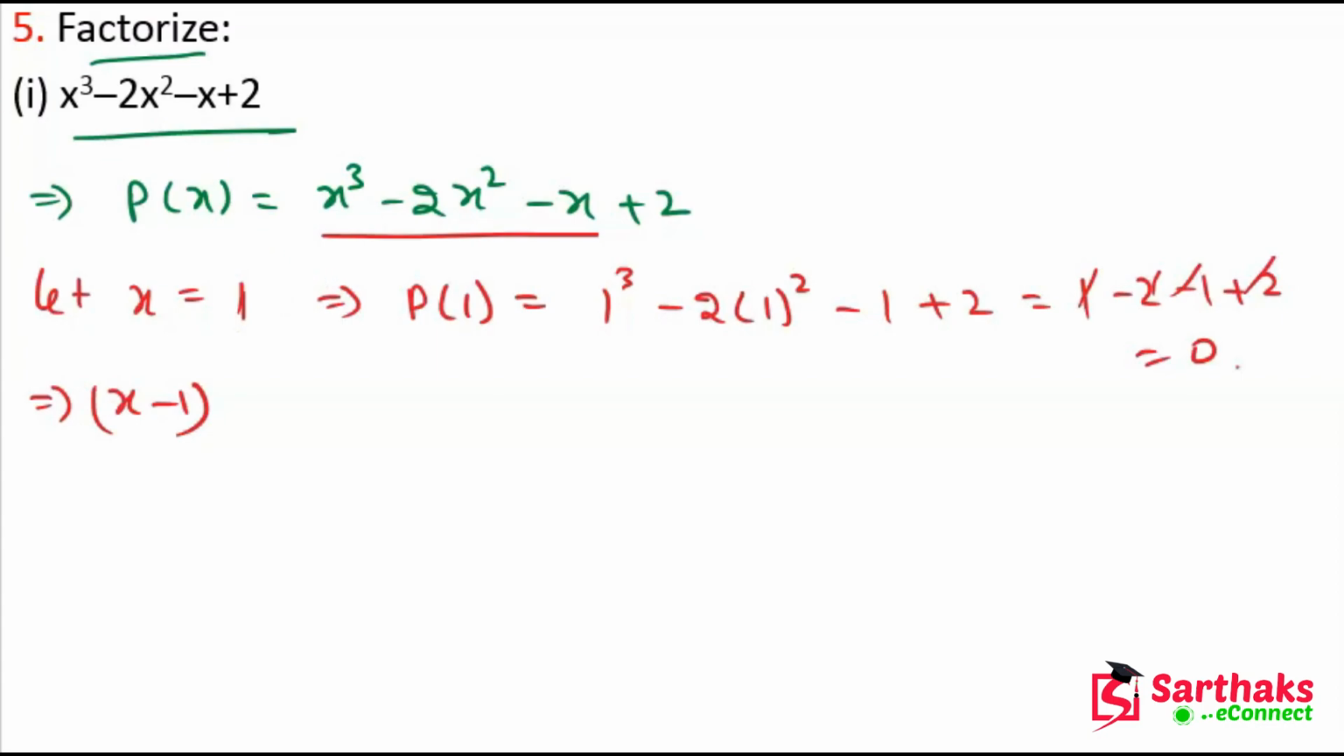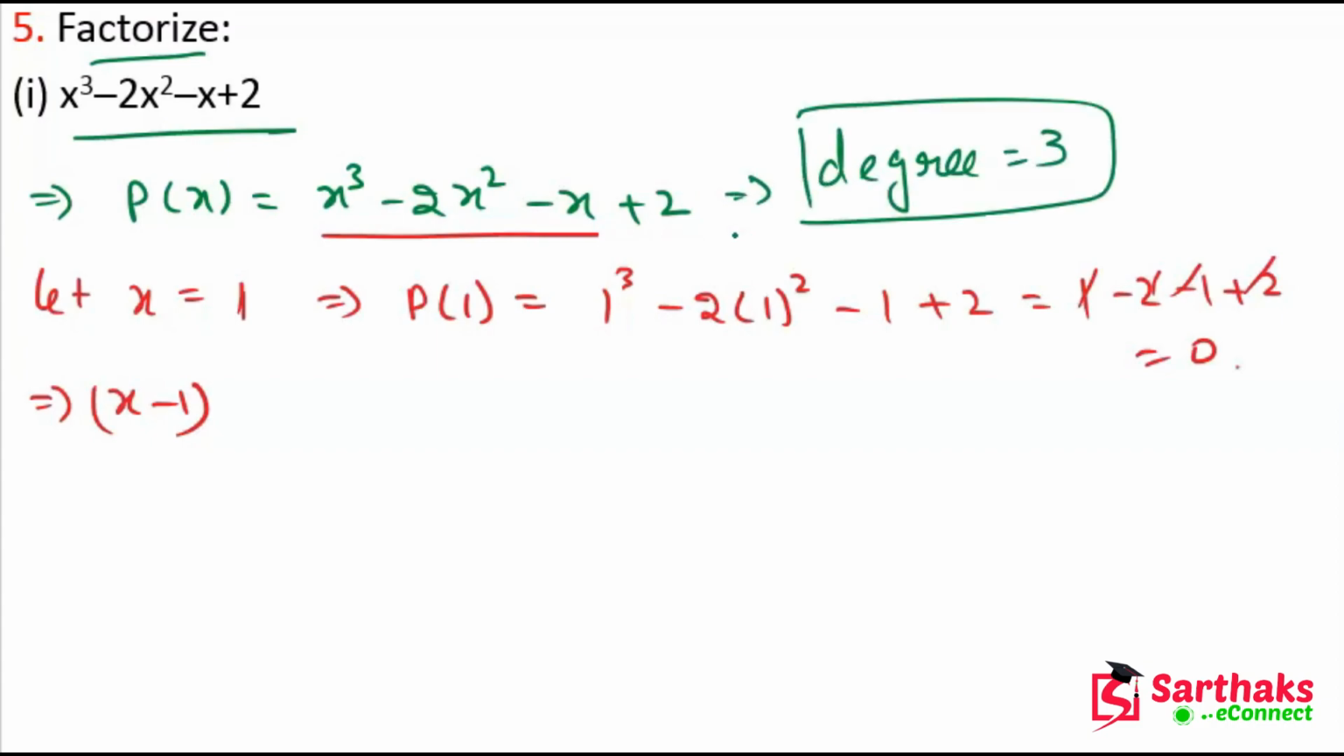Because, my dear friends, if you see, this is a polynomial of degree 3. So the number of factors of this polynomial is also 3. So this condition is satisfied, which means after putting the value 1 in this polynomial we get 0.